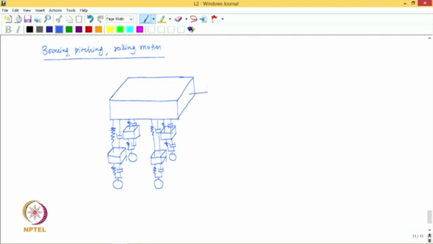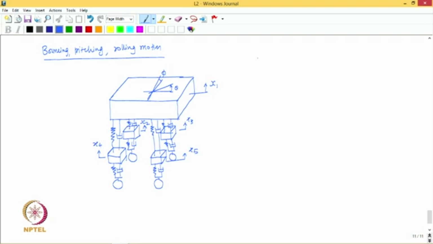So therefore, we have 1 degree of freedom x1, then we have the rotation of the car body in the vertical plane which contains the direction of movement of the car, that is theta, and then the angle of the slope of the car in a plane perpendicular to the direction of movement, let us say that is phi, that is rolling motion, and then we have these vertical motions of the tires. So if I call these x2, x3, x4, x5.